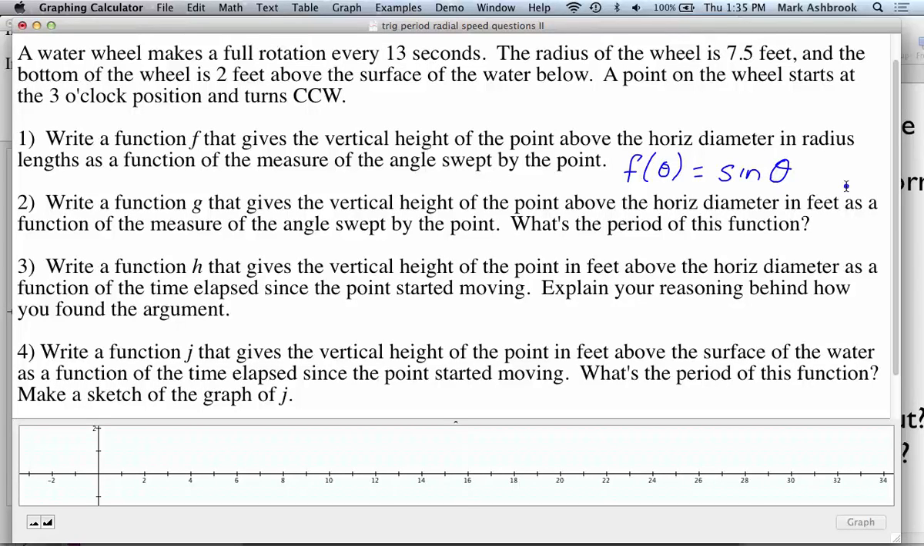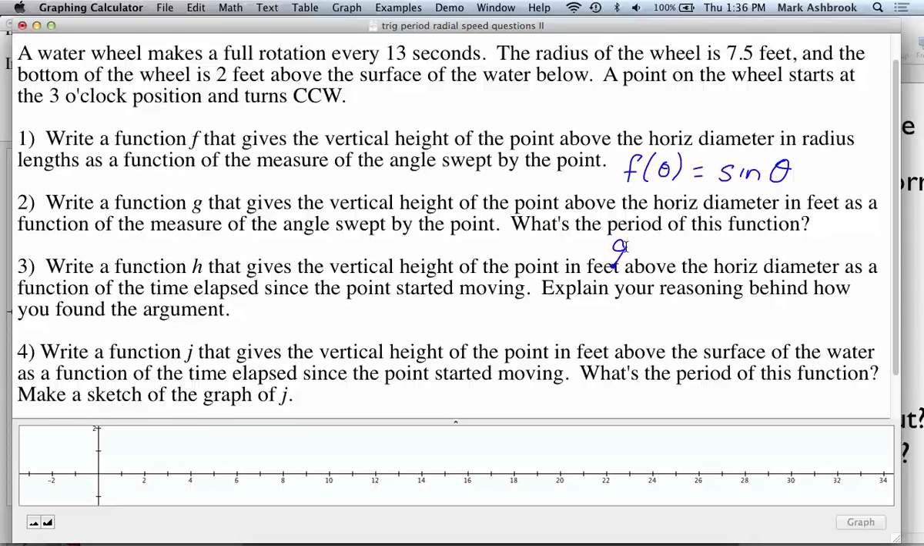People that understand sine theta are the ones that understand what the input and the output of that relationship is. Those are the people who get sine theta. You understand that the input is the angle swept counterclockwise from 3 o'clock, and the output is the vertical distance in radius lengths. Okay, so this one now gives the vertical height in feet as a function of the measure of the angle swept by the point.